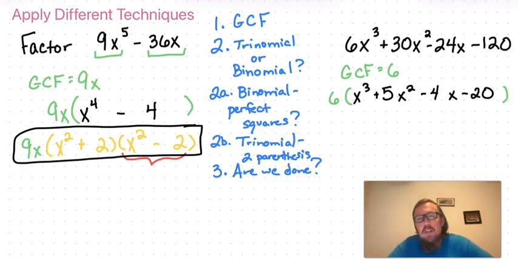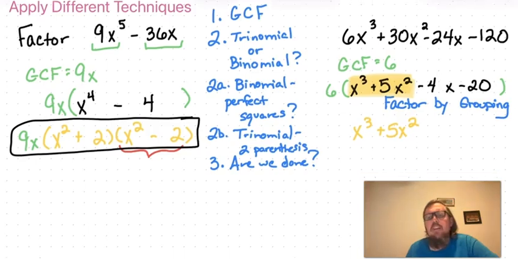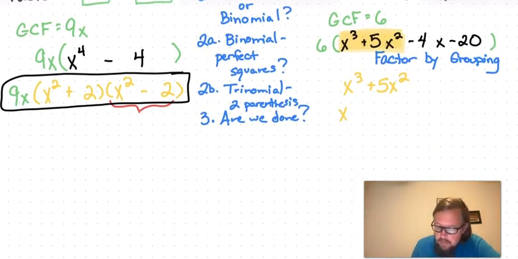Okay, is it a binomial or a trinomial? No, the thing we're left with in parentheses has four terms, and four terms means we're going to now factor by grouping. Factoring by grouping is what we do if there are four terms. So what does factoring by grouping mean? It means take these first two terms, x cubed plus 5x squared, and what's the greatest common factor of x cubed and 5x squared? Well, that is just x squared, leaving us with x plus 5.